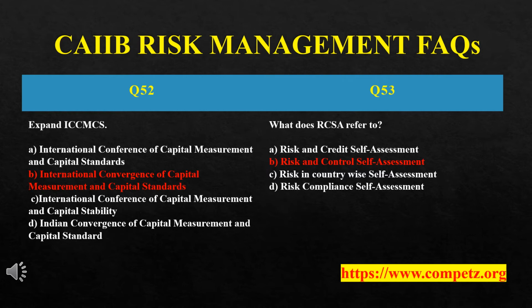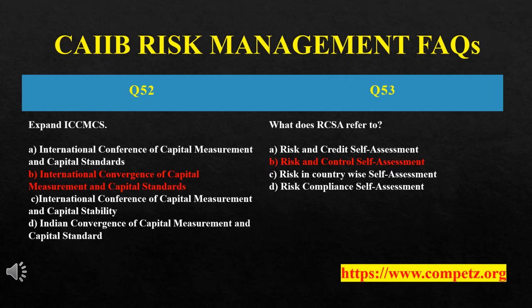See now friends, here is question number 52: expand ICCMCS. So what is ICCMCS? Okay, what's the full form? There are 4 options given. First, International Conference of Capital Measurement and Capital Standards. Second is International Convergence of Capital Measurement and Capital Standards. Third is International Conference of Capital Measurement and Capital Stability. And the last option is Indian Convergence of Capital Measurement and Capital Standards.